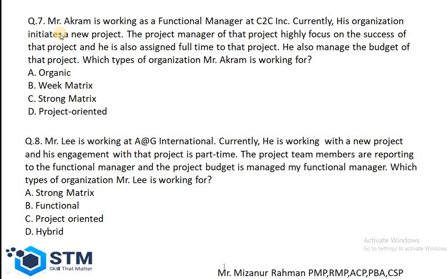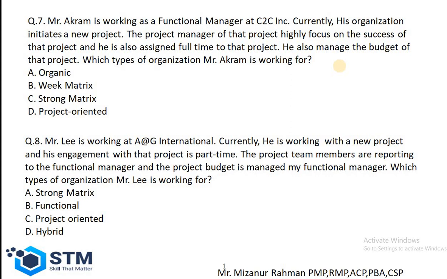Question number 7. Mr. Akram is working as a functional manager at C2C Insurance. Currently his organization has initiated a new project. The project manager of that project is highly focused on the success of that project, and he is also assigned full time to that project. He also manages the budget of the project. Which type of organization is Mr. Akram working in?